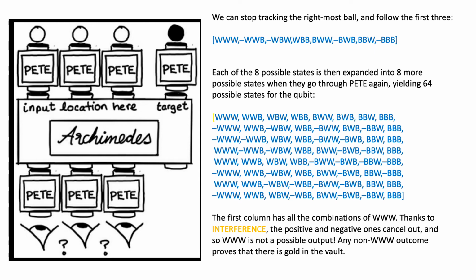So when we put 3 white balls into one of these Archimedes machines in a fake vault, they all come out white. When we put it in a real vault, they're going to come out in some other state than 3 white balls. What's happening here is very similar to what we saw in the double slit experiment.